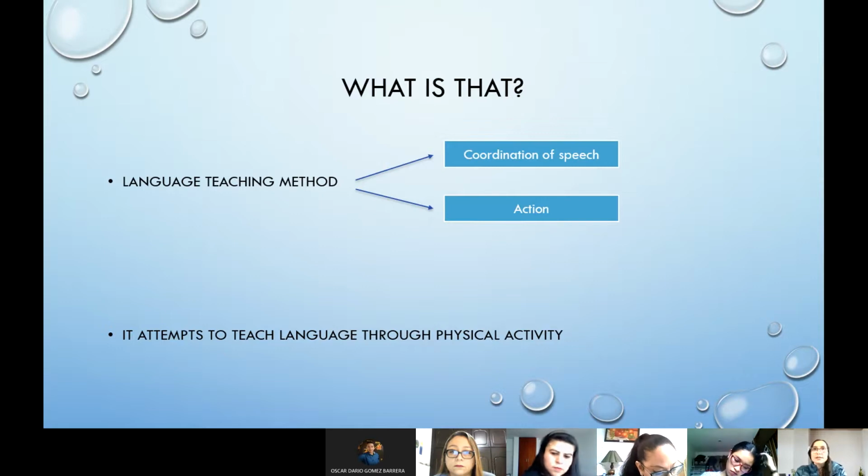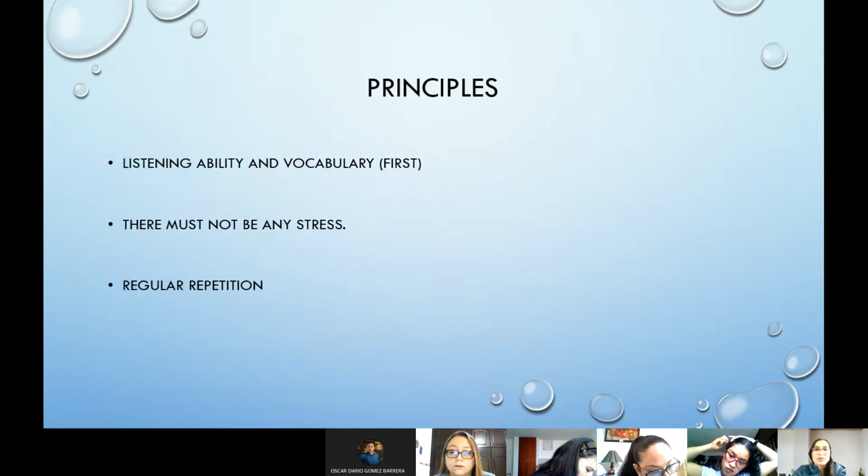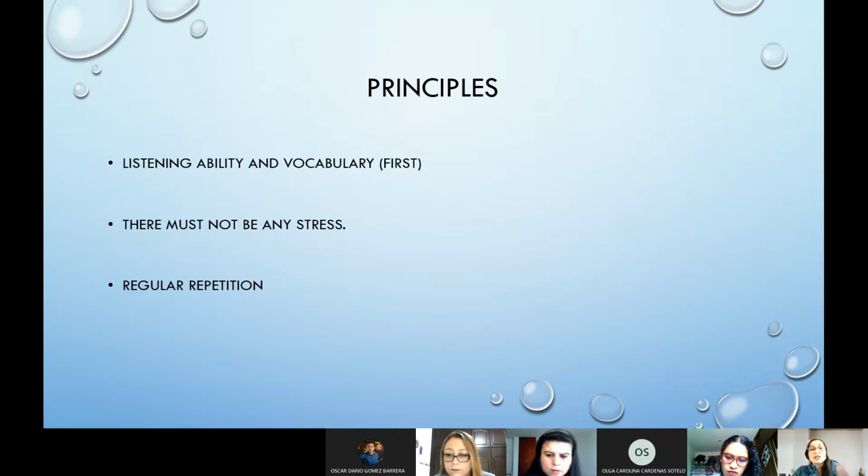The total physical response is for work on the foreign language. This is the main point of the total physical response. This method has some principles, which are listening ability and vocabulary. Why is this part first? Because the main idea of the total physical response is to teach the children how to understand the commands that the teacher or their parents can give them, and they are going to be able to understand them and answer that command.